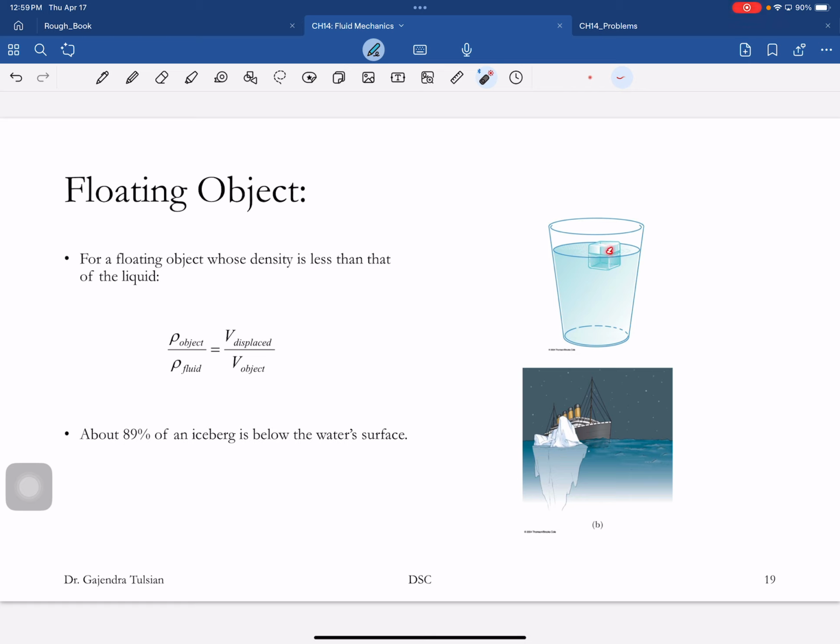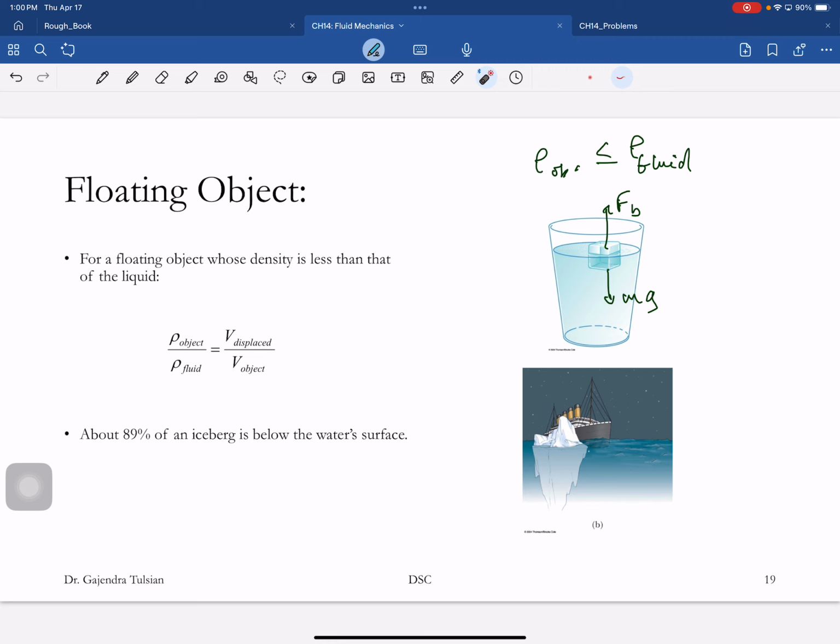All right, this guy is floating. So what does that mean? The weight of this object is being balanced by the buoyant force. Well, we just learned that the buoyant force is equal to the weight of that much liquid. So when an object floats, the density of the object is less than or equal to the density of the fluid. That's the only way you can float.